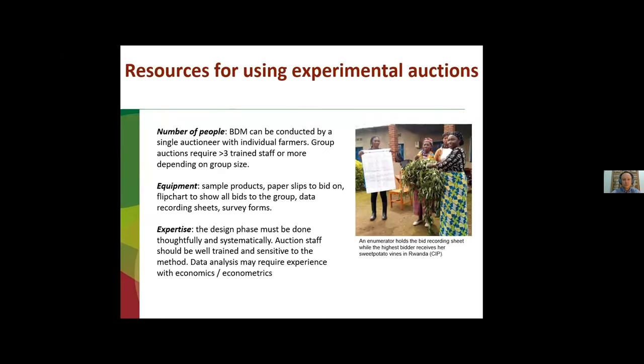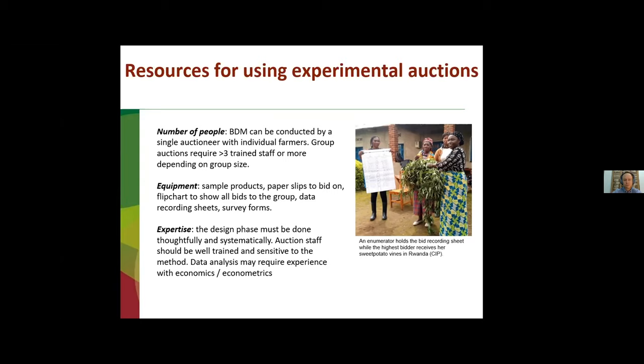To conduct experimental auctions, as we've discussed a little bit before, a BDM auction can be conducted with a single auctioneer talking to individual farmers. But for most of the group auctions, we need at least 3 trained staff, probably more depending on the size of each group. In terms of equipment: sample products, so the seeds you're going to bid on so you can show them to people, paper slips, flip charts, data recording sheets, and survey forms.